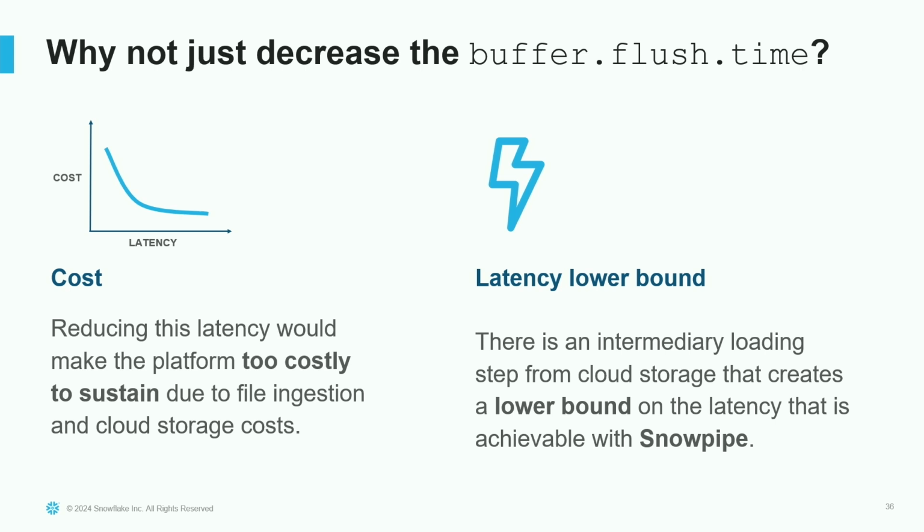The first is cost. Snowpipe loads data into an intermediate cloud storage layer prior to loading the data into the corresponding Snowflake table. So in the long run, the resulting file ingestion and cloud storage costs would result in our platform becoming too costly to maintain. The second reason is that there is an inherent lower bound on the latency that's achievable due to this intermediate cloud storage layer. There's a limit at which you can load your data into Snowflake before running into limitations within the system itself.